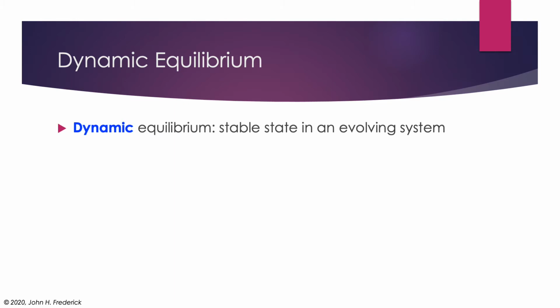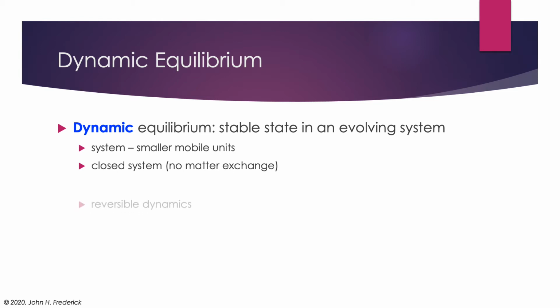So dynamic equilibrium is essentially a stable state that exists in a time-evolving system. The system itself must have several features. First of all, it has to have smaller mobile units. These are the things that are continuing to move even while the system itself is at a state of equilibrium. It needs to be a closed system. That is to say, it's not exchanging matter, not exchanging material with any other part of the universe.